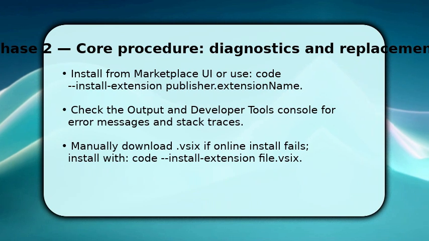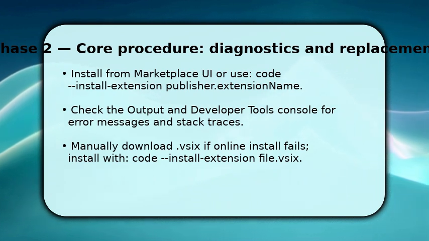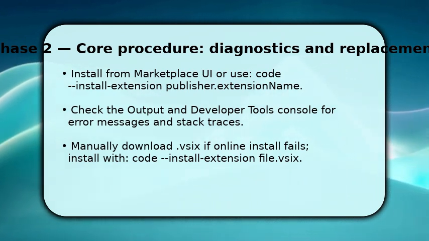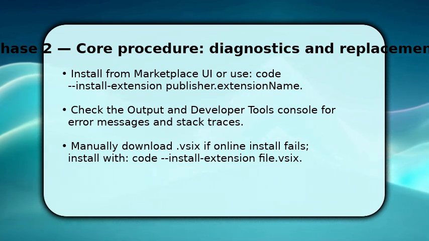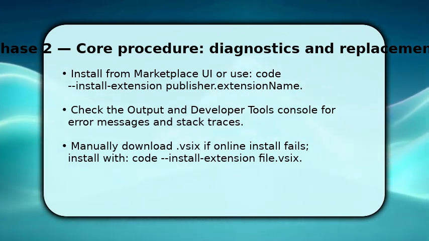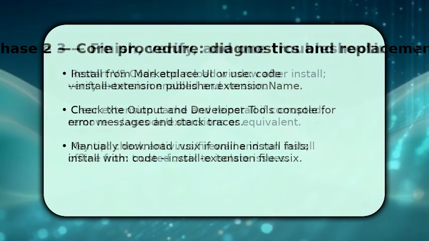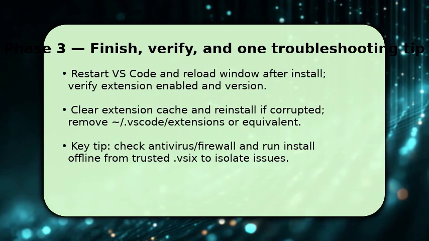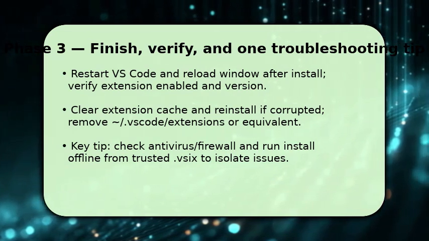If the online install still fails, download the v6 file manually and install it locally so you control the transfer and can bypass transient network issues. To finish, restart VS Code and reload the window so the new extension activates. Then verify it is enabled and the version matches expectations.